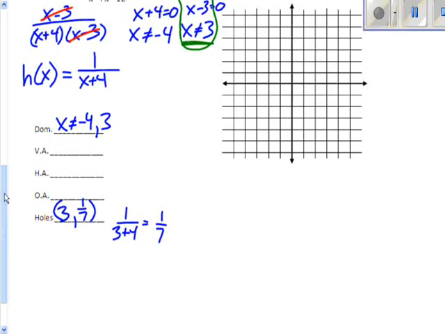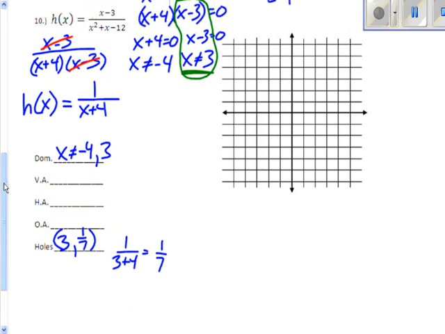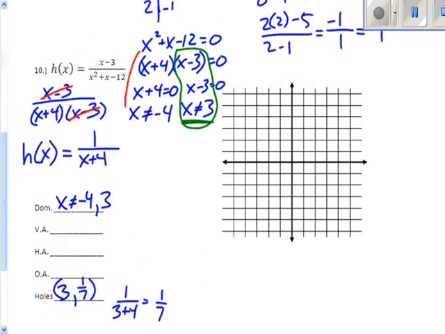So now I just have to decide about vertical asymptotes and then move on to the horizontal. The only restriction that's left, the x plus 4, is still in the function, which means that restriction's still there, so that's my vertical asymptote. Again, if it gets canceled out, it's my hole in the graph. If it doesn't, it's my vertical asymptote.